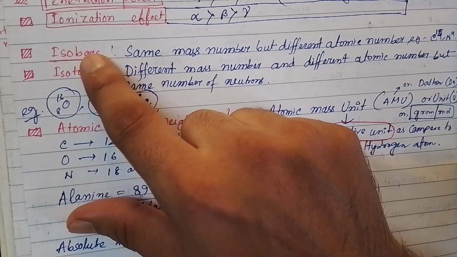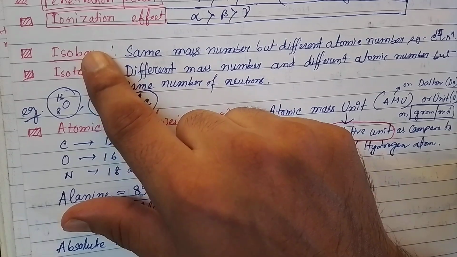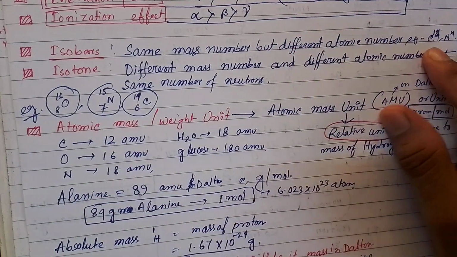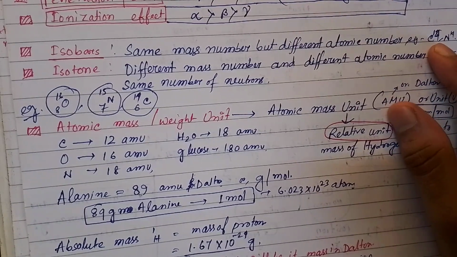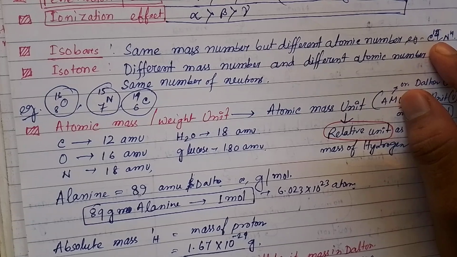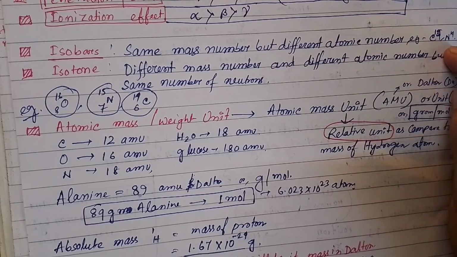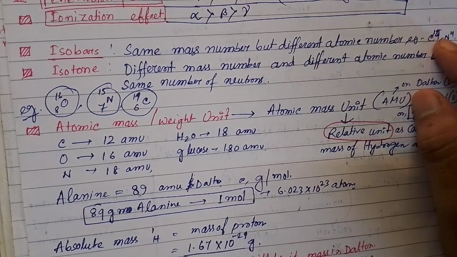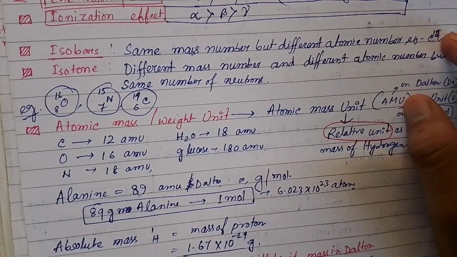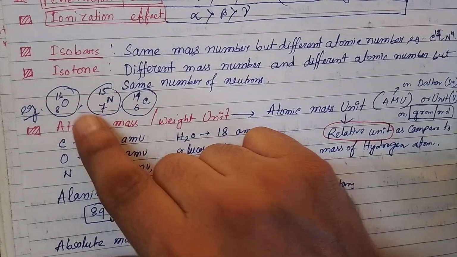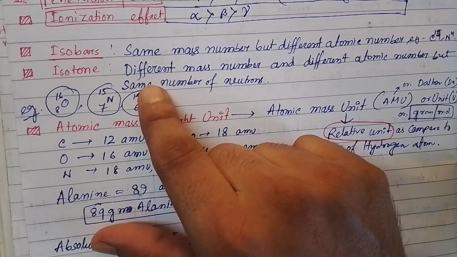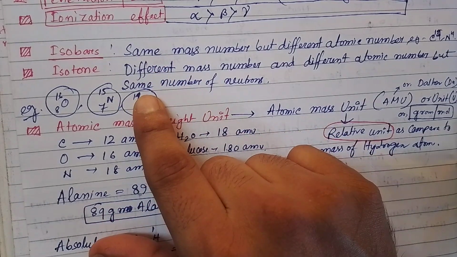Okay, so isobar means the mass number is the same but the atomic number is different, because you found previously that carbon-14 is radioactive and nitrogen-14 is the stable one. So both have a mass number of 14, which means they are isobars. Isotone means the neutron number is the same but the mass number is different.